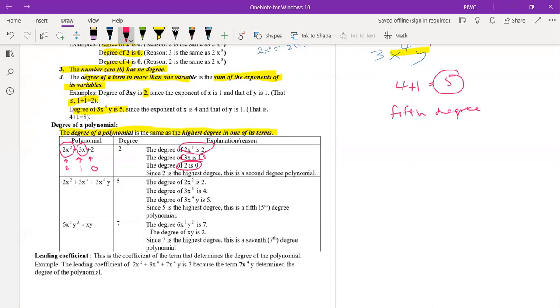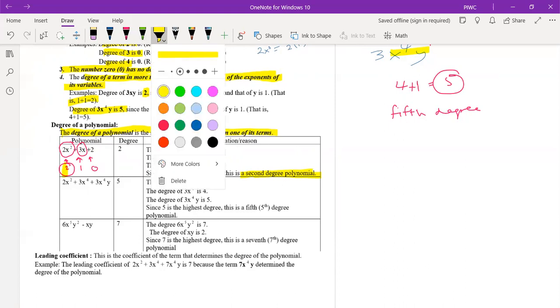Now the degree for the whole polynomial is going to be the highest. The highest one determines the degree. So since 2 is the highest degree of all these terms, the whole polynomial is a second degree polynomial, because 2 is the highest amongst all the degrees. Let's try another one. The next example, this example here.